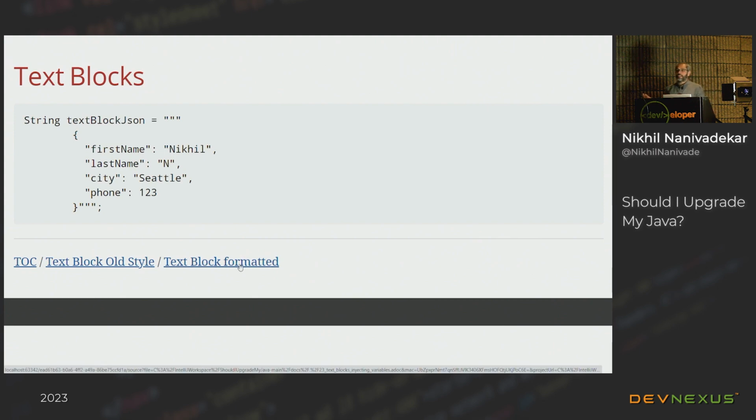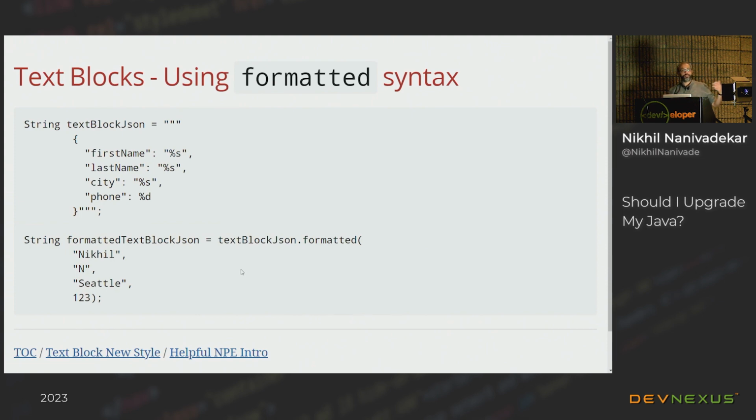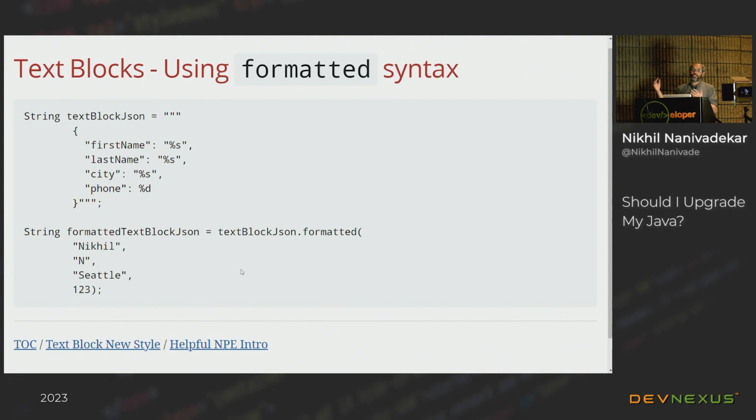Now, folks will say, hey Nikhil, but this is good when you know what the variables are. What do you do when you don't know the values? What do you do if you need to format, you need to basically inject a variable? In that case, they introduced a formatted syntax where, as you can see, you can put placeholders like %s, %d, the standard placeholders, and then use the dot formatted method on it, and then pass in the values, and then they will be taken care of at runtime, right?